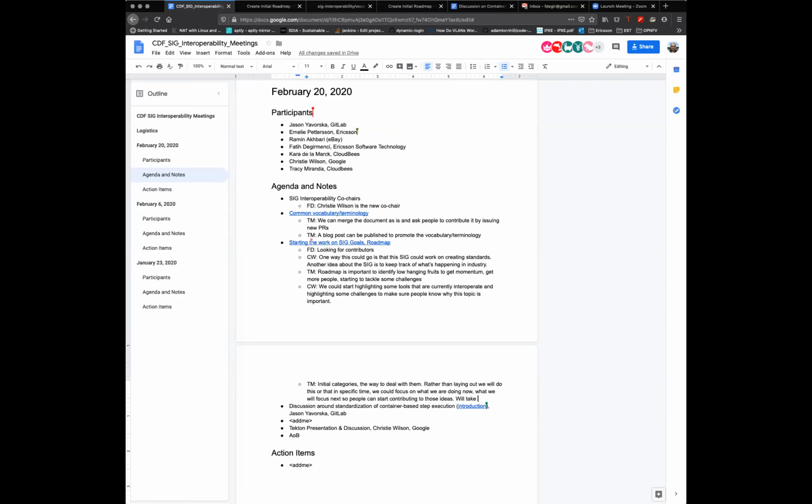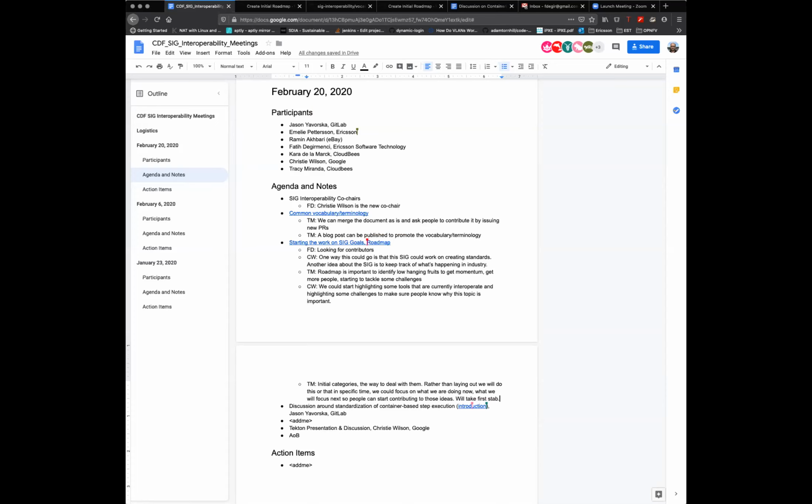Anyone else want to talk about the roadmap and goals? As Tracy said, please keep an eye on the repository, and whenever you see a pull request there, please just jump in and provide your comments so we get this started as well. So this is the roadmap topic.